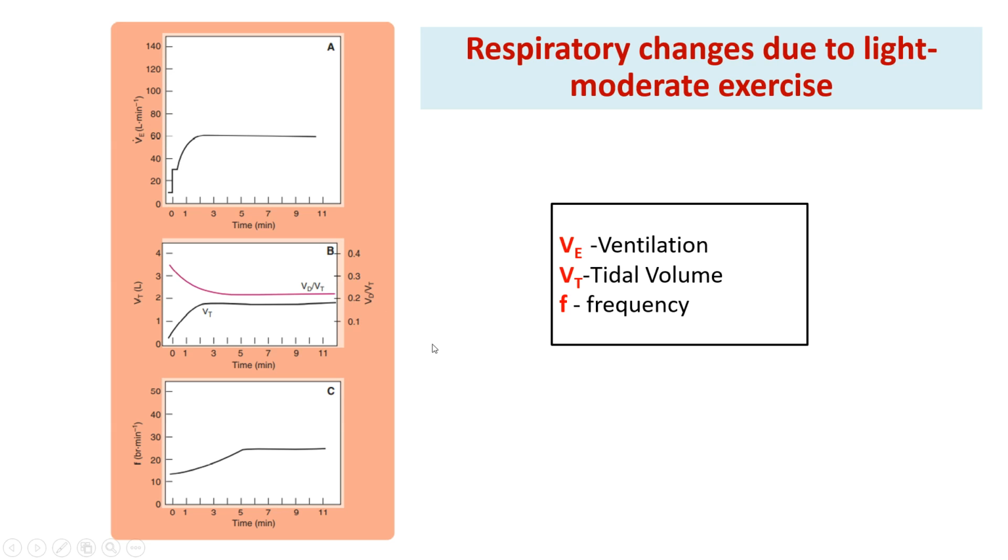So, now we are looking at the respiratory changes due to light to moderate intensity exercise. We can appreciate that the ventilation has increased and it has become steady after a steady state of exercise. The tidal volume has increased, we can appreciate that here, and the frequency or the respiratory rate also increases to increase the ventilation. So, these are the key changes in the respiratory system due to acute exercise.